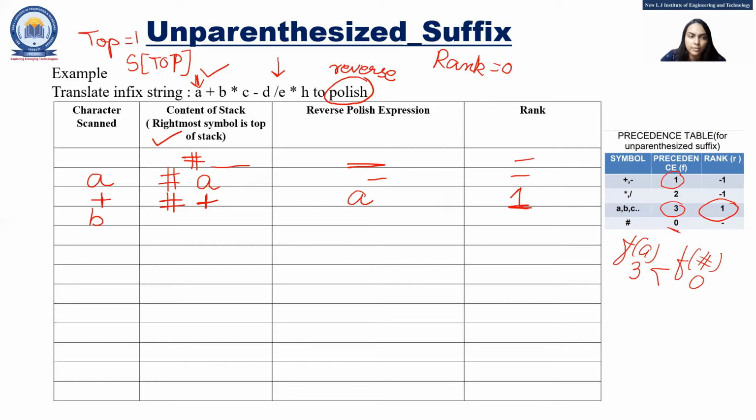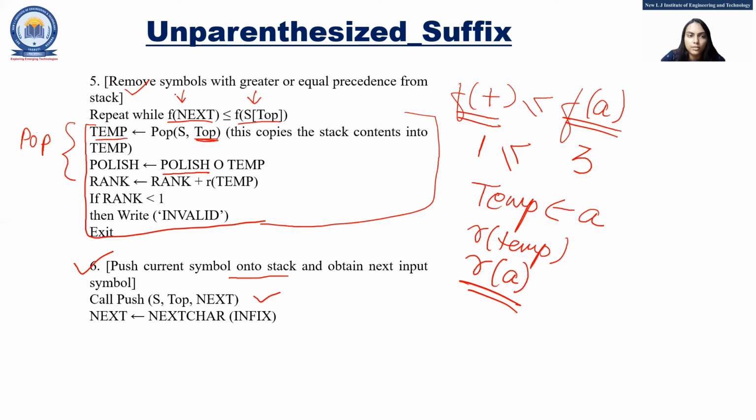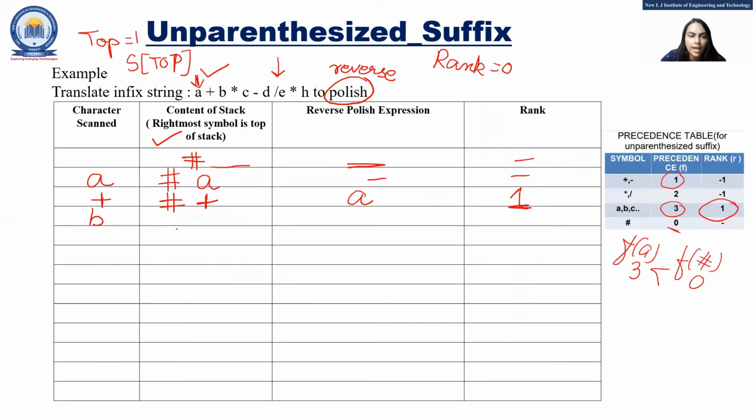Now it is B. The precedence of B and plus is compared. If you see students, B has precedence 3 and plus has precedence 1. So B has higher precedence. So this condition will be false. Okay, so the next symbol is not less, it is greater. So nothing will be popped. We will go to step 6 and B will be pushed. So here hash, plus and B are pushed, and we will have just here 1. Okay.